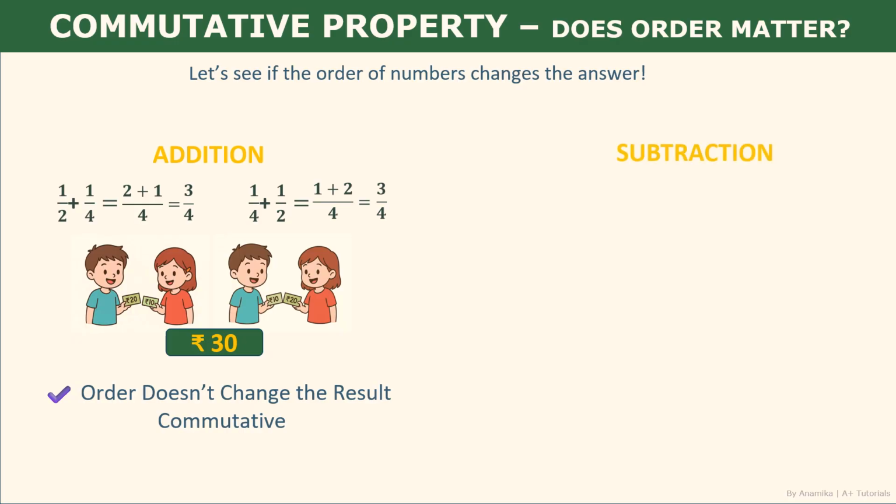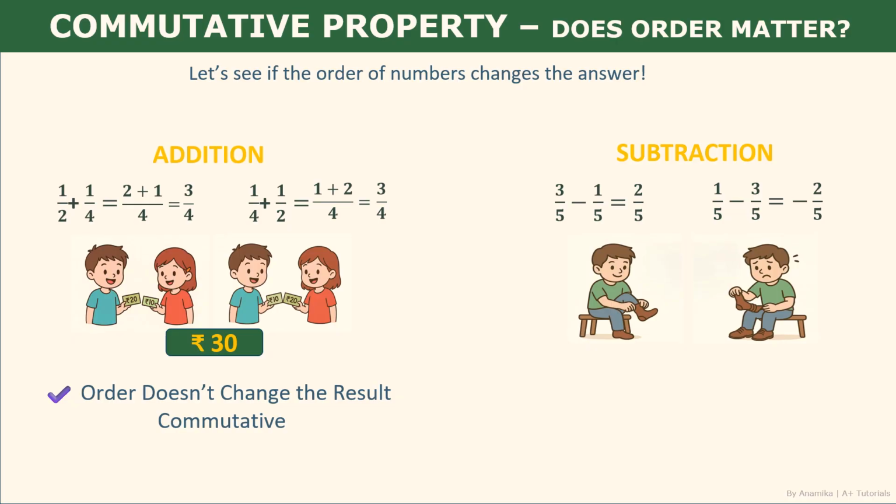Subtraction. Consider 3 by 5 minus 1 by 5. This equals 2 by 5. But if we swap them, 1 by 5 minus 3 by 5 gives negative 2 by 5, and that is different. Putting on your socks and then shoes is not the same as the other way round. Order matters critically here. So, subtraction of rational numbers is not commutative.